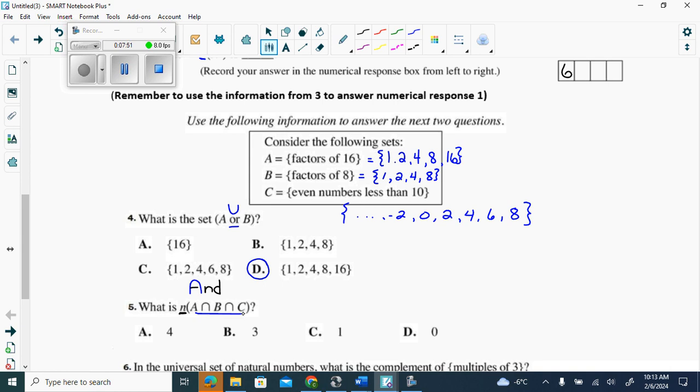2, 4, and one more. 8. Perfect. So how many is that? 3. Now remember, it's really easy to miss a number when you're going through, especially if you're looking at 3 sets. So just triple check. Okay?